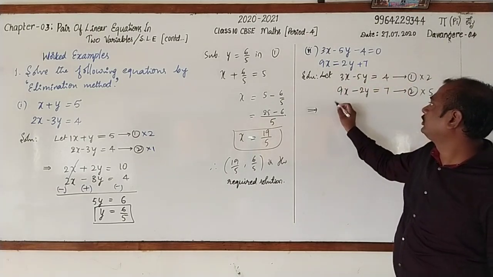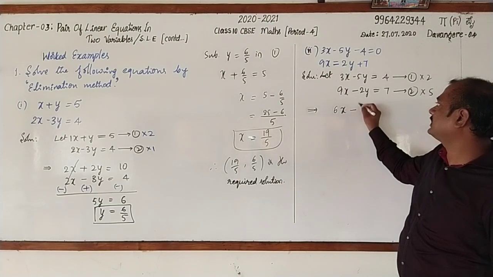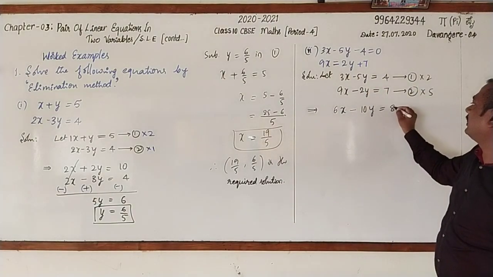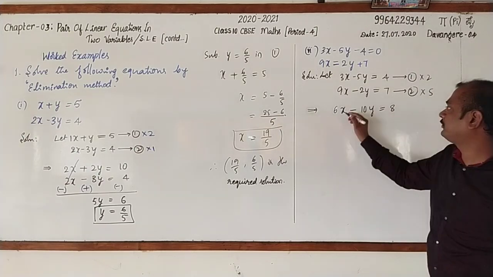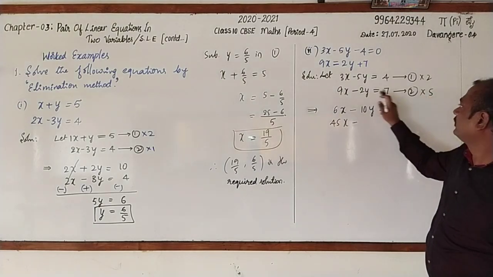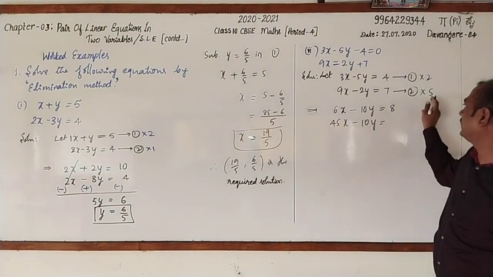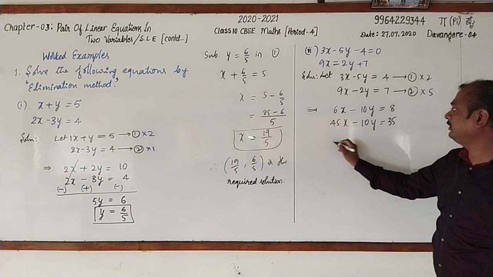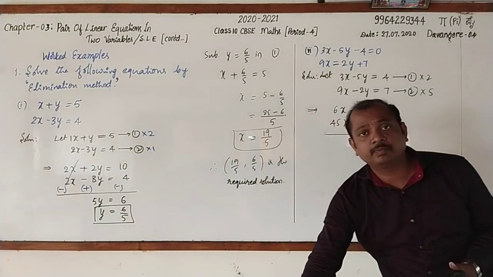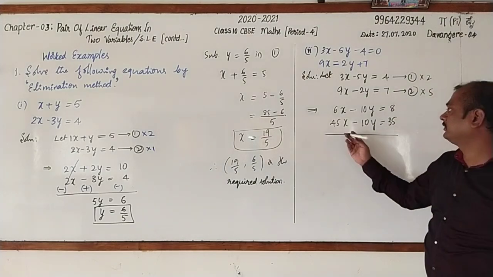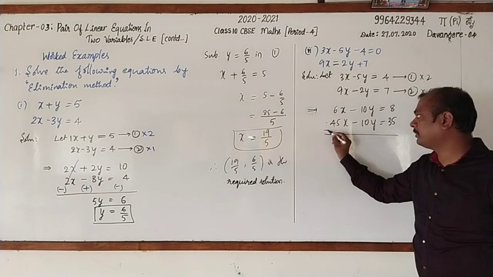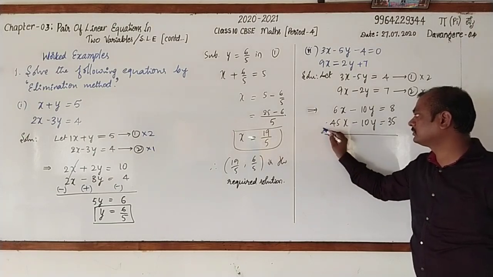Multiply by 2. 2 3s are 6, 6x. 2 5s are 10, 10y. 2 4s are 8. Next, 5 9s are 45x. 5 2s are 10y. 5 7s are 35. Hope that you have understood. In the next step, you should change the sign. Here minus, here plus is there. I am going to write it as minus.